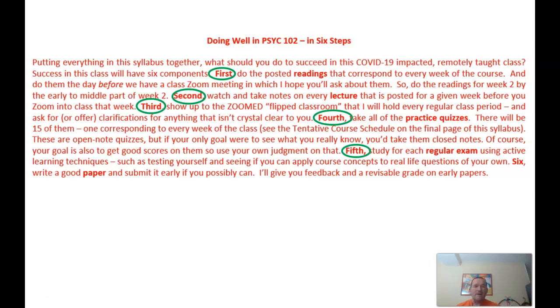And then finally, number 6, it should say 6th, but it just says 6. That's my mistake there. Write a good research paper and submit it early if you possibly can. If you're able to submit it early, I will probably be able to give you a preliminary grade and some feedback that you could use to revise your paper and write a better paper.